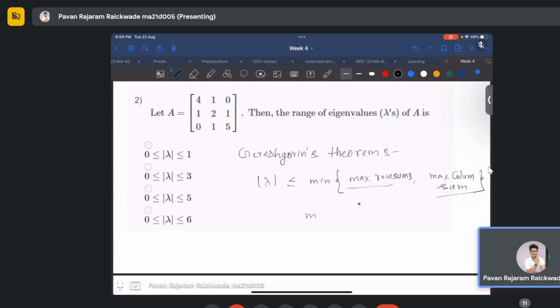So, what is your maximum of row sums? The first row sum is 5. The second row sum is 2 plus 4, which is 6. The maximum row sum is 6. Then what is the maximum column sum? That is 5, this is 4, and this is 6. Again 6, so the minimum is 6. I think the answer is option D. Okay, is it correct? Do you have any doubts?